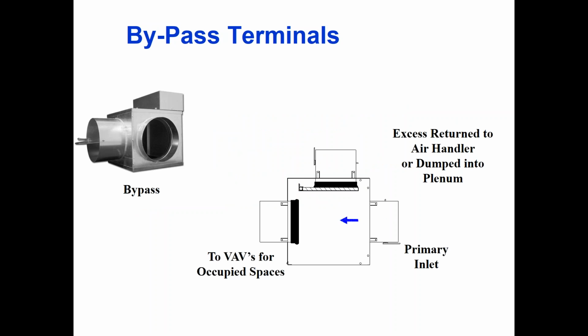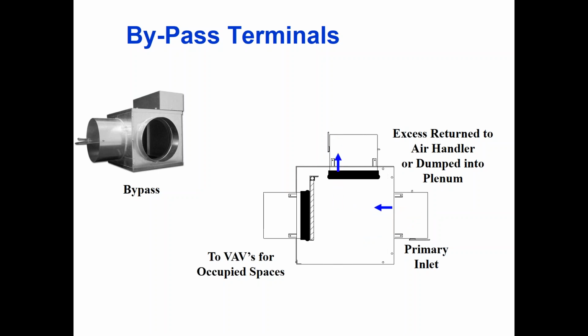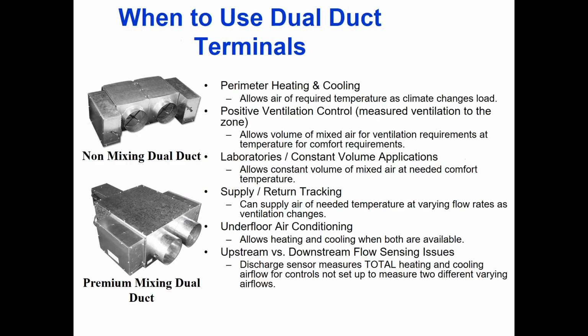I'm actually going to skip those because the chance of you seeing one is almost nothing. But instead of supplying air to the zone, it'll start deflecting air back into a bypass, which essentially dumps it into the return duct or into the return plenum. And it could be closed all the way and do that as well.